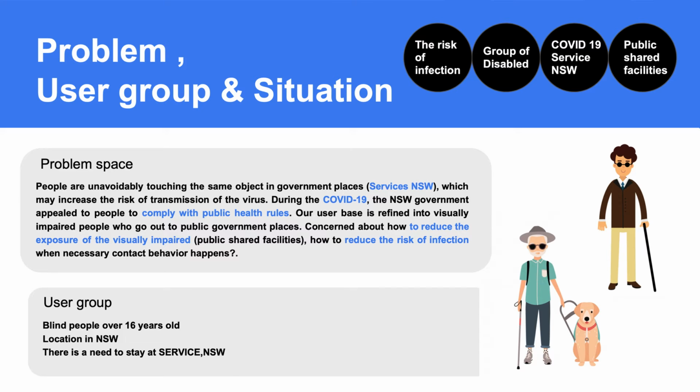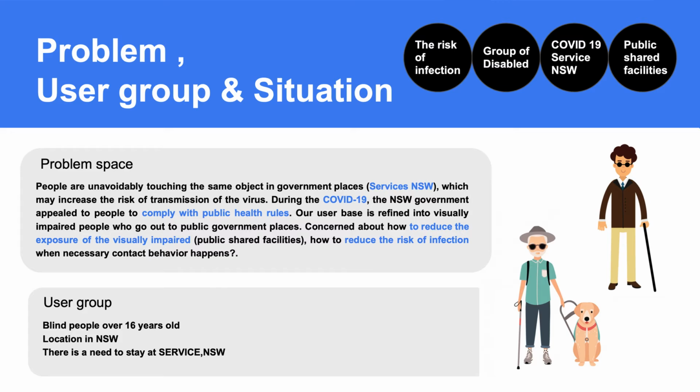In our study for assessment 1, our group studied the group of the disabled. Across our studies, people are always touching the same objects in government places like Service New South Wales, which may increase the risk of transmission. During COVID-19, the government appealed to people to comply with public health rules. Our user group is refined into visually impaired people who go out to public government places, concerned about how to reduce the exposure of the visually impaired and how to reduce the risk of infection when necessary contact behavior happens.